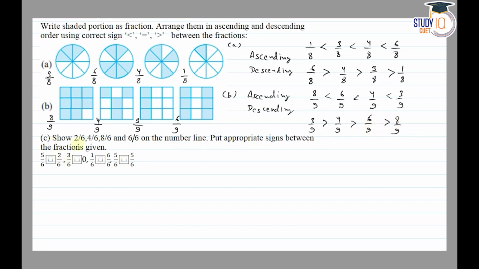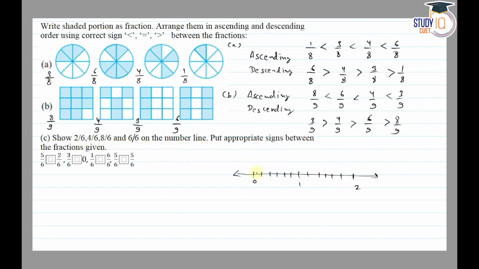Next, part C: show 2 by 6, 4 by 6, 8 by 6 and 6 by 6 on the number line. Put appropriate signs between the fractions given. So firstly we will make a number line with 0, 1 and 2. Divide by 6 means we divide each unit into 6 parts: 1, 2, 3, 4, 5, 6, 7, 8, 9, 10, 11 and 12. So we have to represent 2 by 6, 4 by 6, 8 by 6 and 6 by 6 on this.